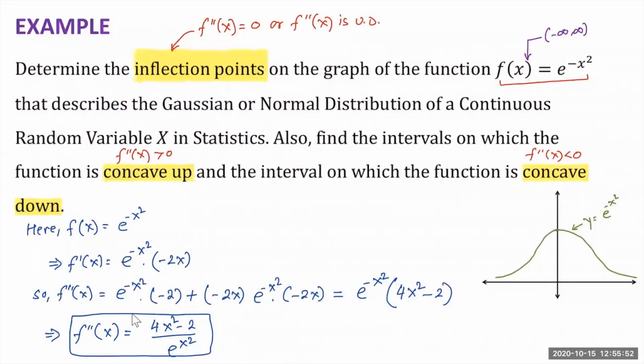So this is the point, and this point is the inflection point: negative 1 over square root of 2 comma 1 over square root of e. And the other point is 1 over square root of 2 and 1 over square root of e.